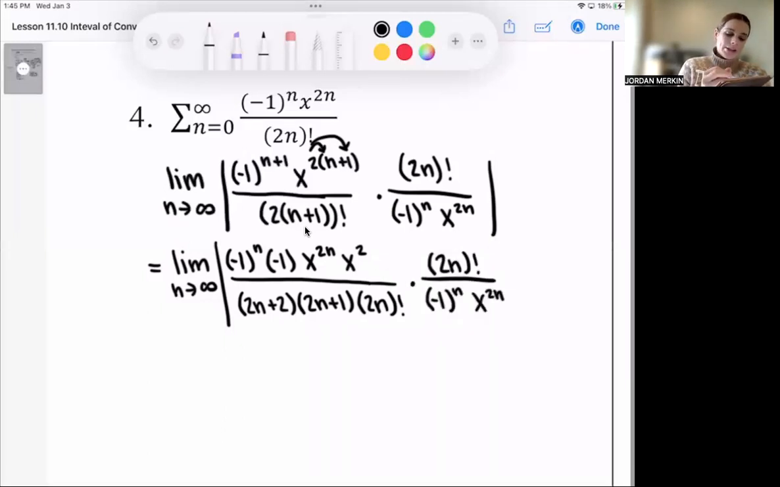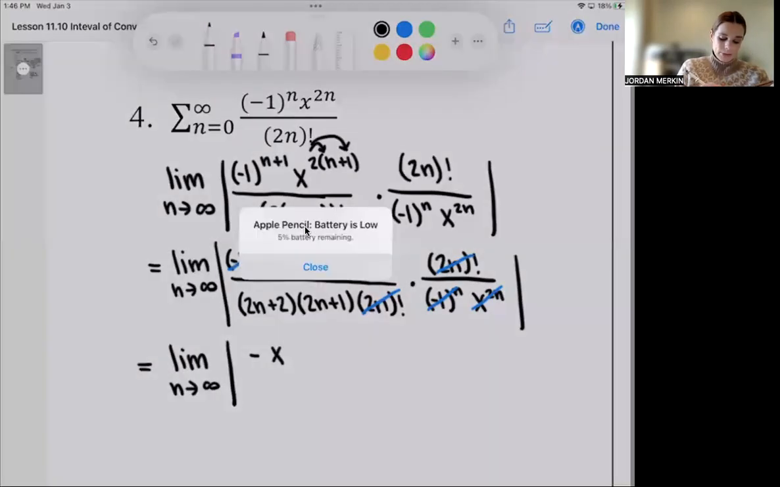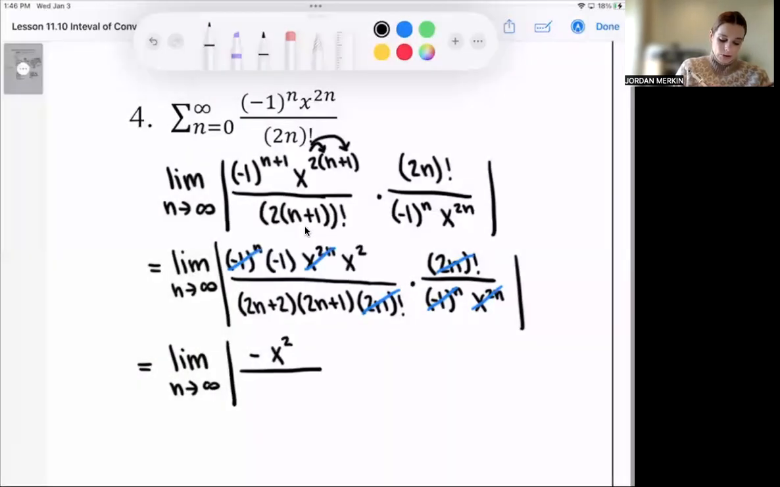All right, let's cancel some stuff out. So these guys are gone. That one's gone. That one's gone. Got my other absolute value bar. Okay, we have the limit as n approaches infinity of the absolute value of -x squared over 2n plus 2 times 2n plus 1.